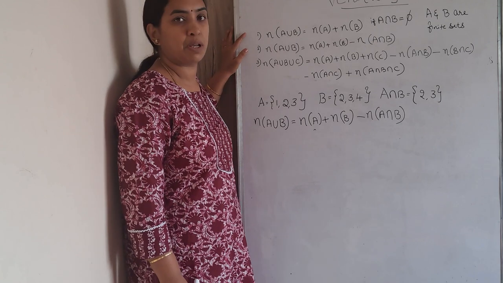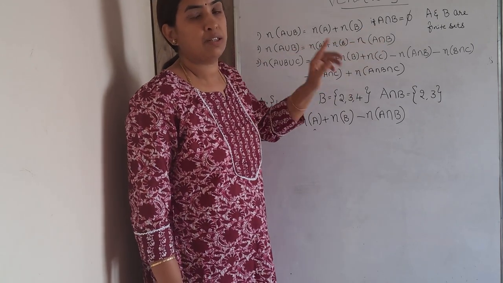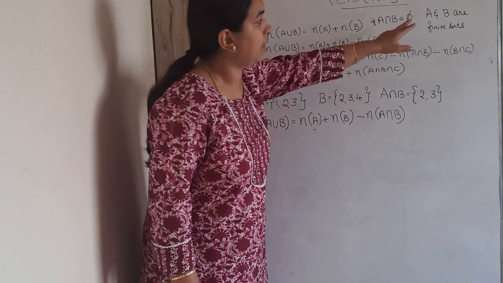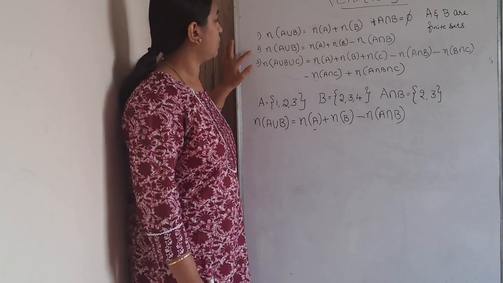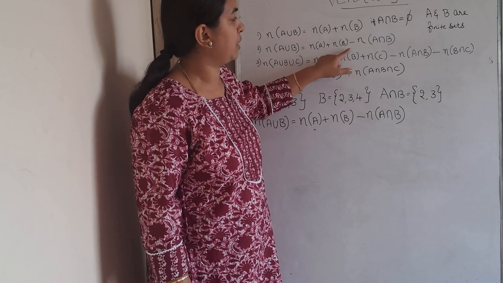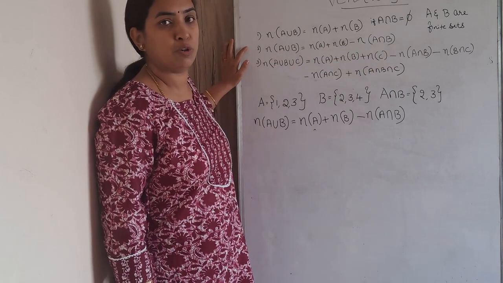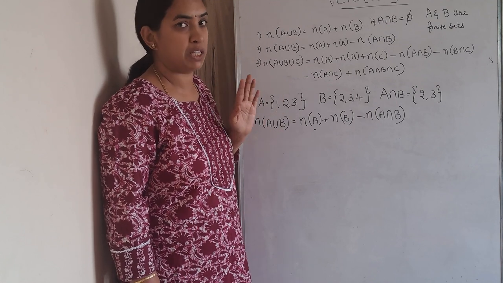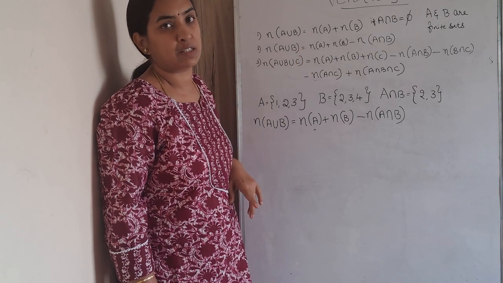This formula is applicable only if A intersection B is empty, that is, there should not be any common elements between A and B, and A and B must be finite sets. Okay. So this is the second formula. N of A union B is N of A plus N of B minus N of A intersection B. This formula holds good if there are common elements between A and B, that is, A intersection B is not empty, and A and B must be finite sets as well.